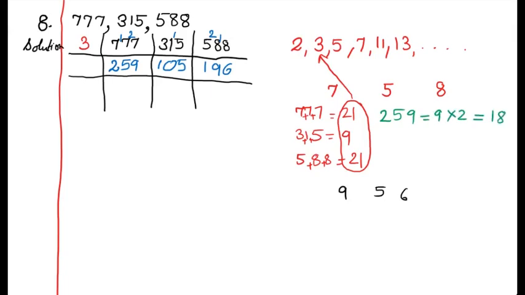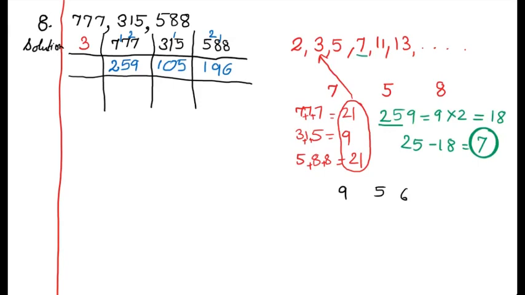So after multiplying the last digit by 2, what are the remaining digits? 25. From 25, you will subtract 18. How much will remain? 7. Yes. Then, just tell me, is this 7 divisible by 7? Yes. So, 259 is also divisible by 7.